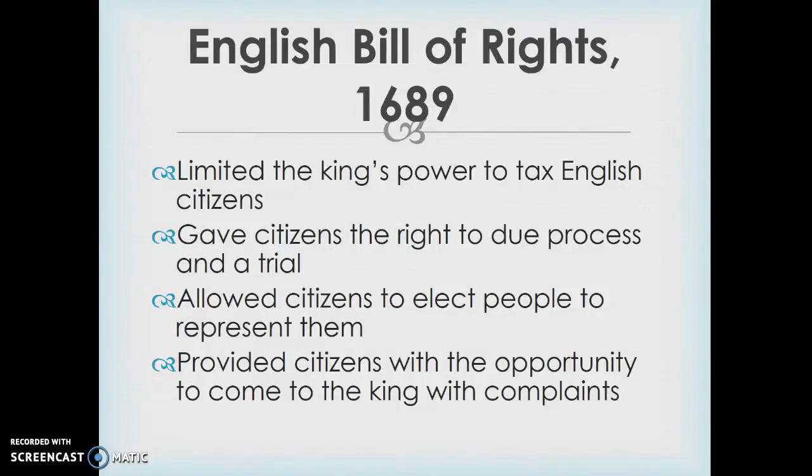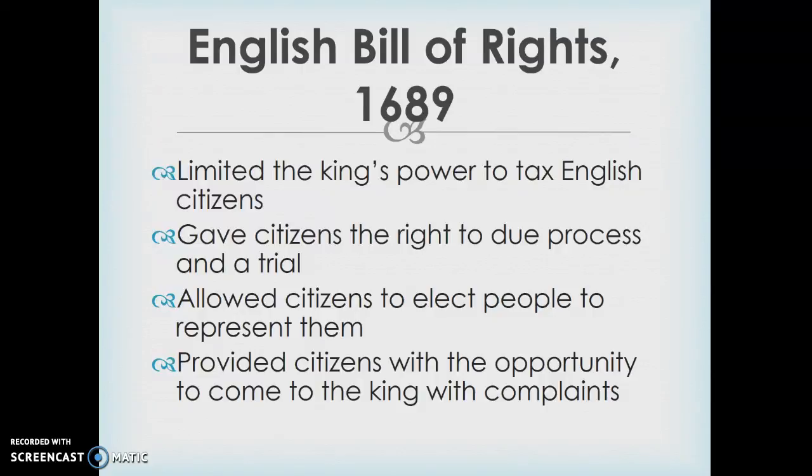Then there's the English Bill of Rights, which wasn't ratified until after the English Civil War, in which a couple of monarchs were executed and they had a dictator for a brief period of time, and there was a genocide in Ireland. It was a pretty crappy time. But the English Bill of Rights was adopted at the end of that pretty terrible time for England, and it limited the king's power again to tax English citizens.